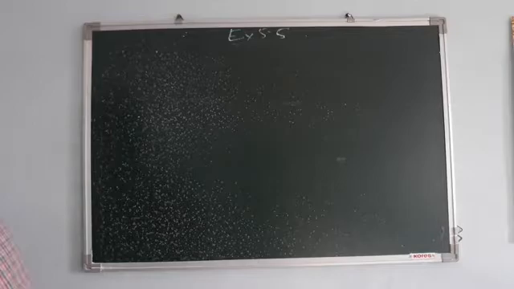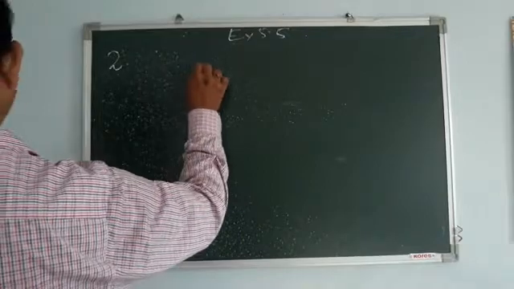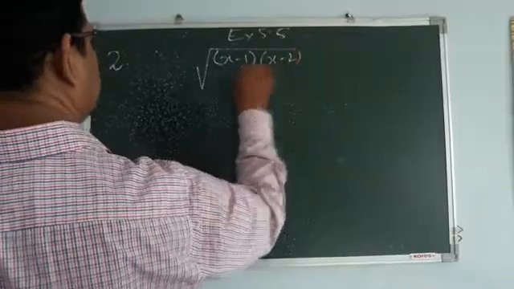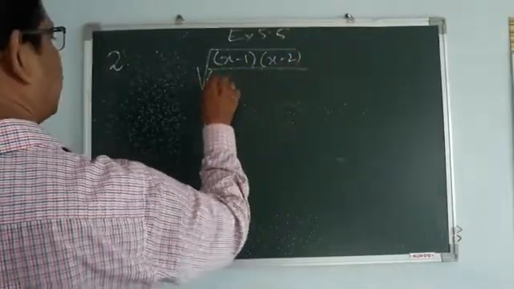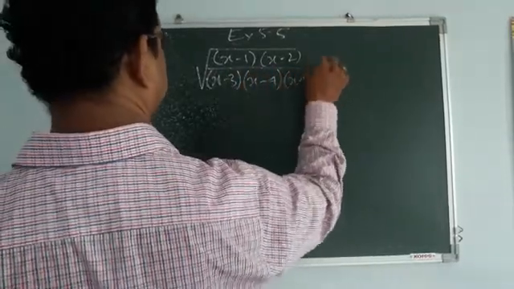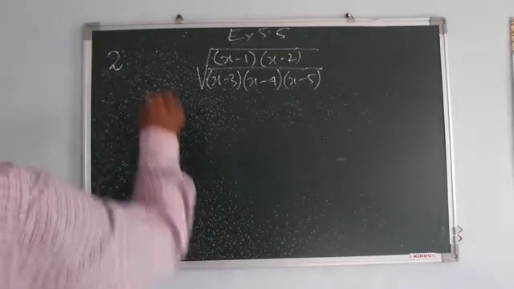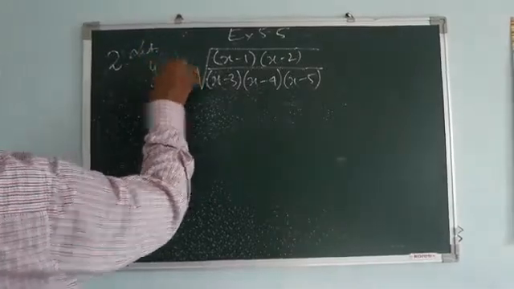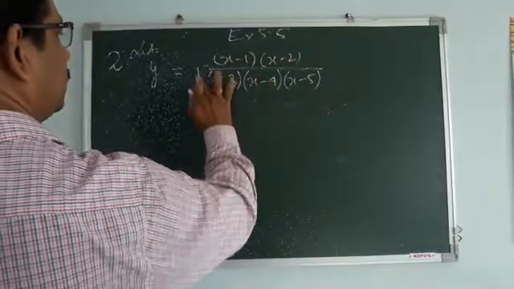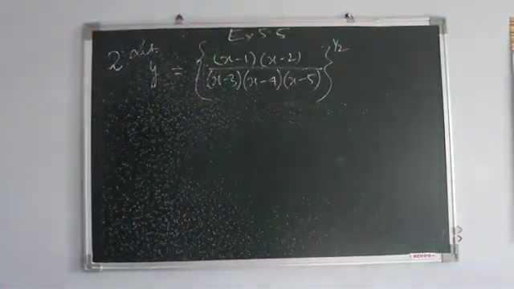Now question number 2, it is a very big sum. That y we will take, before that we will write the question. Root of (x minus 1)(x minus 2) divided by (x minus 3)(x minus 4)(x minus 5). So we have taken this one as y. Now just earlier like that, this is what? Root. So we can write this one as power half. Root can be written as power half.